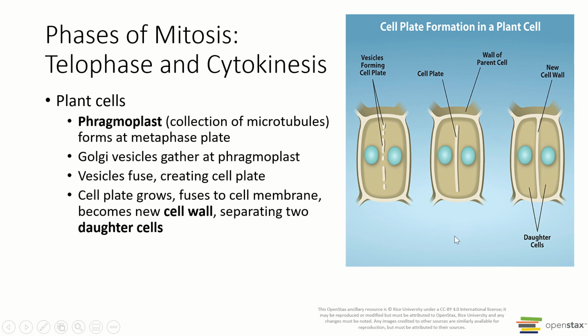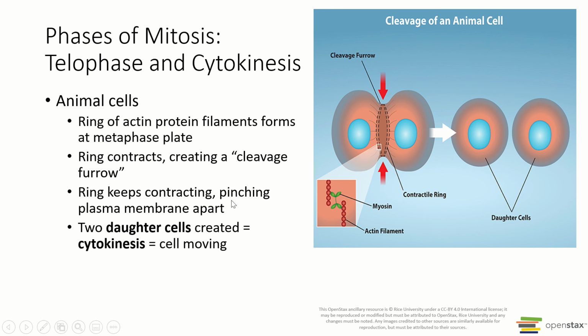Ooh, I should mention that. The other thing that happens is that the nuclear envelope reforms during telophase. Not during cytokinesis, during telophase, the nuclear envelope reforms. So we have two cells with a full complement of chromosomes in their nucleus. And that, my friends, is mitosis.